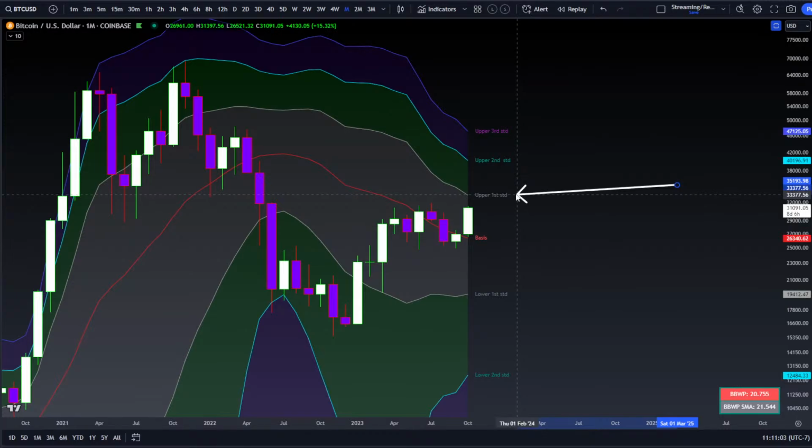They're at 33,200. It's a little less than $1,000. So I would expect it to move down if Bitcoin doesn't reach it first. So keep an eye on that.